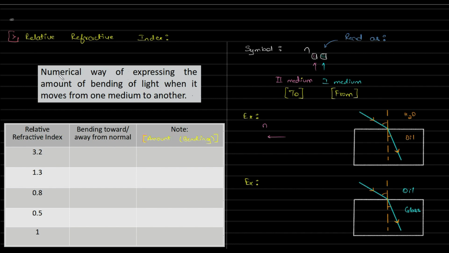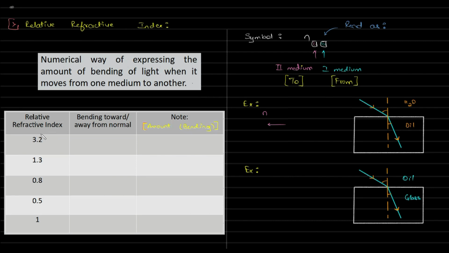It is a numerical way of expressing the amount of bending of light when it moves from one medium to another. For example, if I see a value which is 3.2, which is greater than 1, we can tell that the light will bend towards the normal. If I see a value which is again greater than 1, it is again towards. Any value greater than 1, it's towards. Less than 1, it is away from the normal. The light will bend away from the normal.